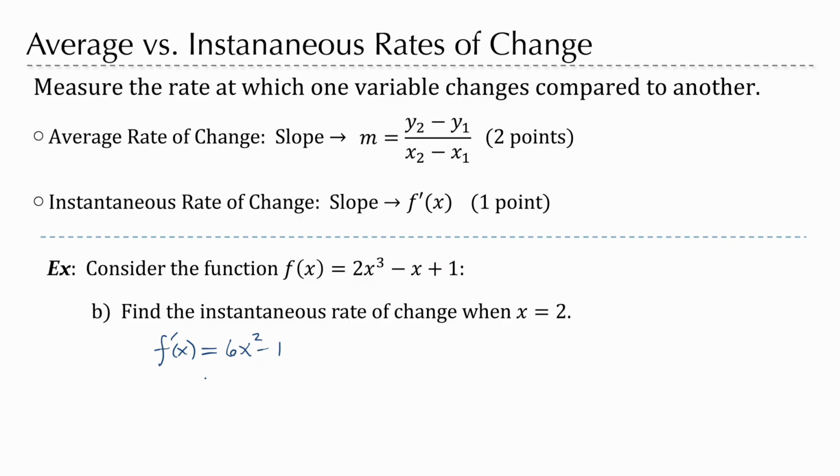So all we need to do now is plug in the 2. So the value of the derivative at 2 is going to be equal to 6 times 2 squared, so 6 times 4, and then take away 1. So the instantaneous rate of change at that spot is 23.